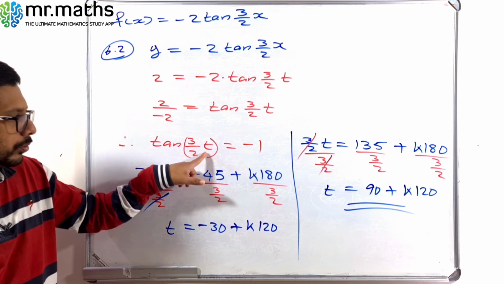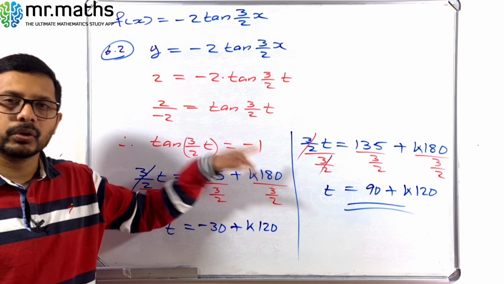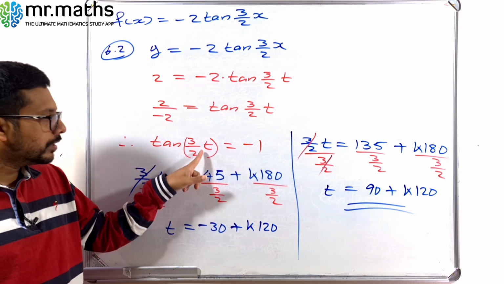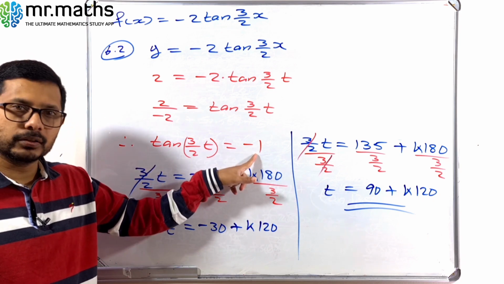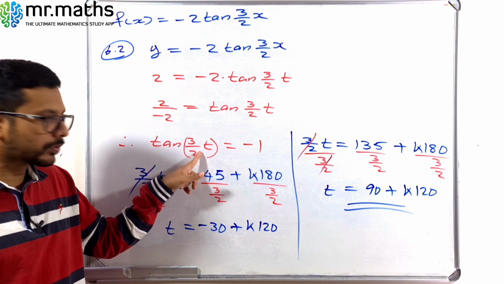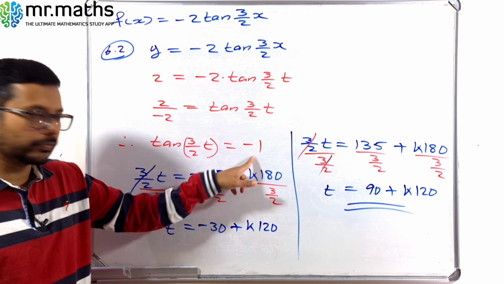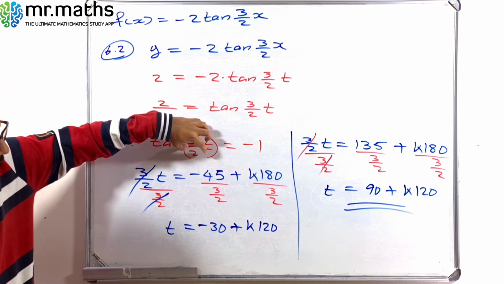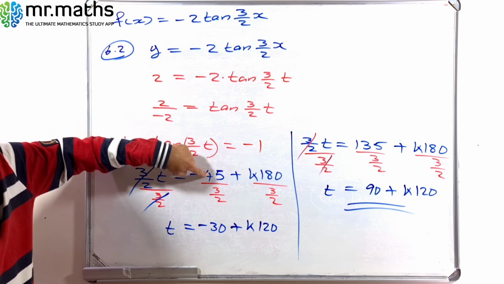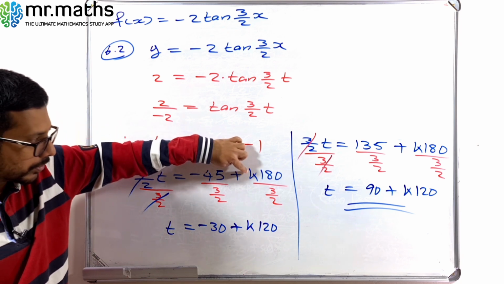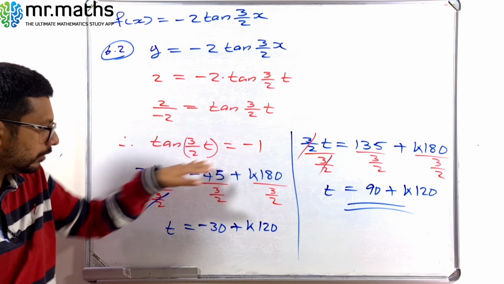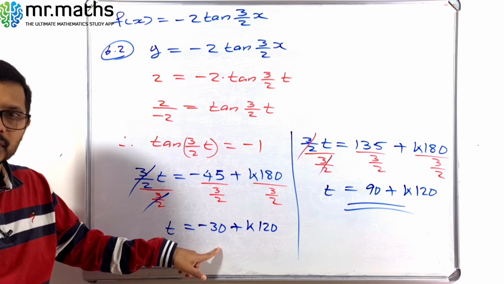Tan of 3 over 2t is minus 1. So I am checking tan of which number is minus 1. So I know that tan of minus 45 is minus 1. So it means that this 3 over 2t is minus 45. Since it is a general solution, plus k 180. Then solve that one and try to find the value of t.